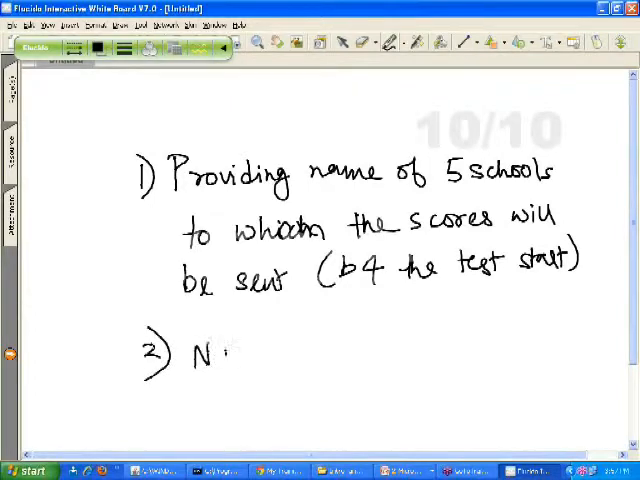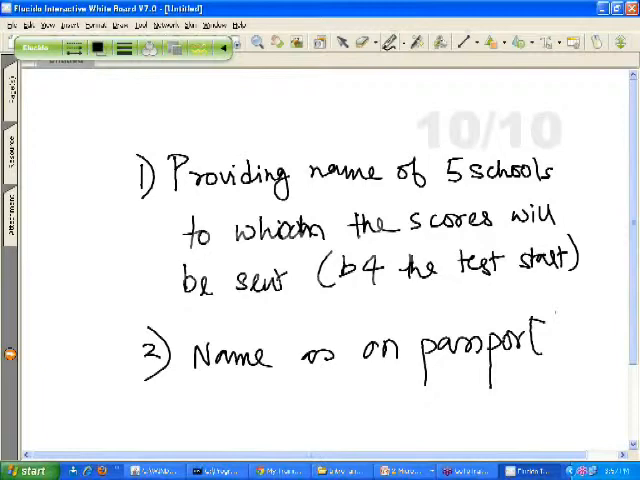The second is the name as on passport. There is no other means of identifying yourself. PAN card, Aadhaar card, driving license, nothing works. They require your passport. If you don't have a passport, please apply for your passport, and the name on the GMAT scorecard will be exactly what is mentioned in the passport. Correct? So make sure that you get your passport done, and the name on the passport is the same as the name on the GMAT scorecard.